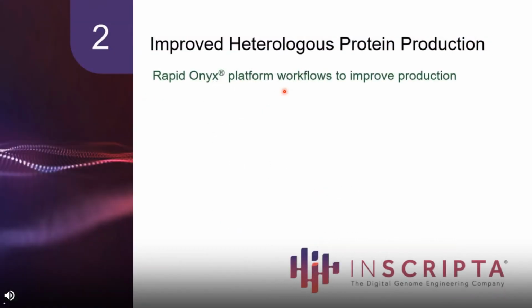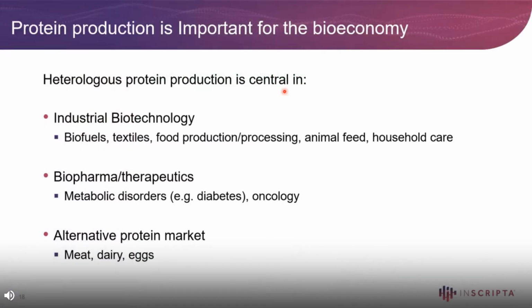Okay, now I want to tell you about another application where we wanted to improve the heterologous expression of a protein in yeast using this rapid iterative genome engineering. So protein production is important for the bioeconomy, and it's important for, say, industrial biotechnology where you want to produce biofuels or use enzymes in textiles or food production or processing.